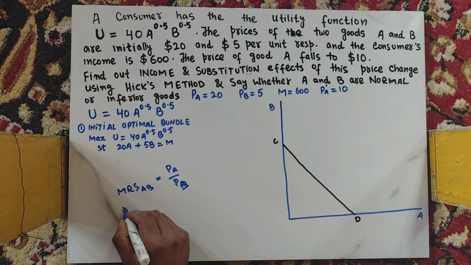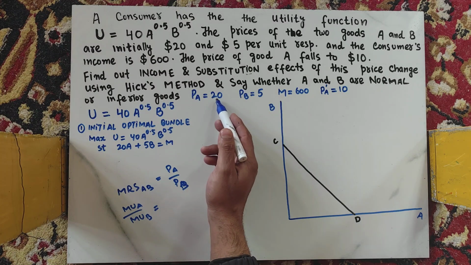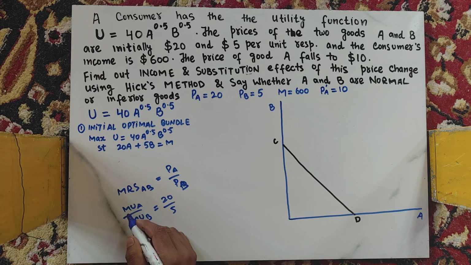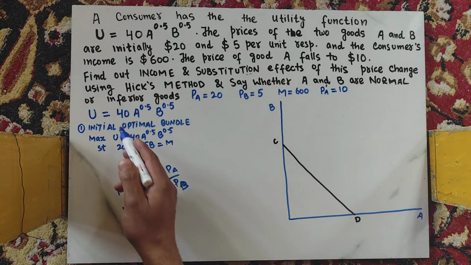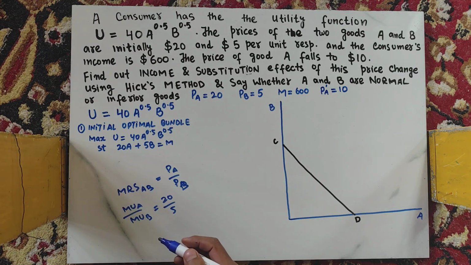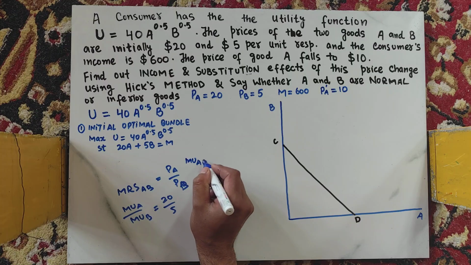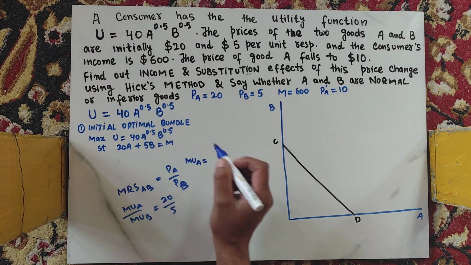We know that the MRS is the marginal utility of good A upon the marginal utility of good B, and it should be equal to the price of A upon the price of B, that is 20 upon 5. MUA means the derivative of this utility function partially with respect to A. Let me show what the marginal utility of good A will be, because we will need it.